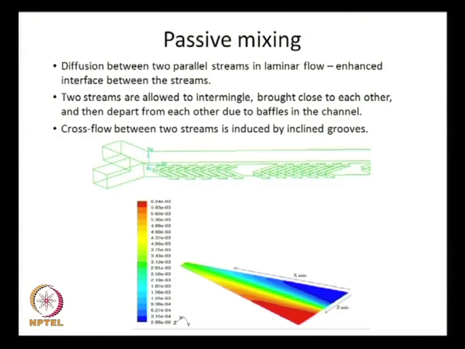The idea here is that when two layers are flowing side by side, there would be diffusion, but the diffusion will take place only through a certain contact area, that is the contact area between the two layers, right. So, that is the contact area through which the diffusion takes place. Your objective here would be to increase that contact area, so that enhanced diffusion can take place.